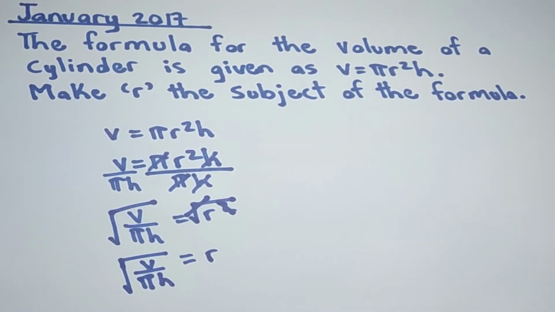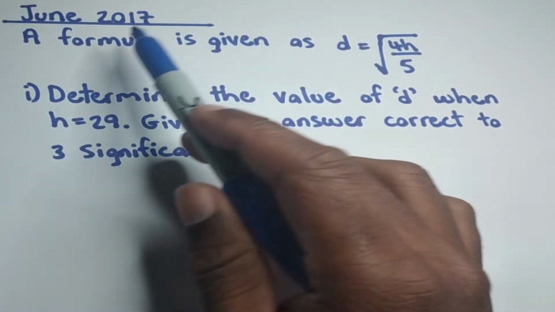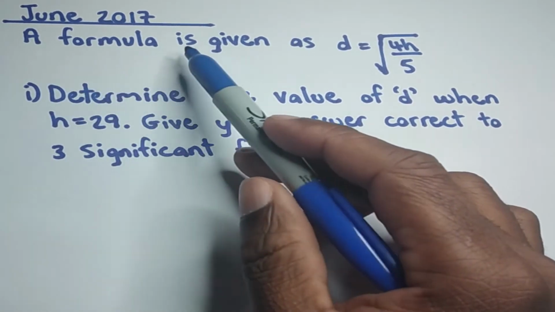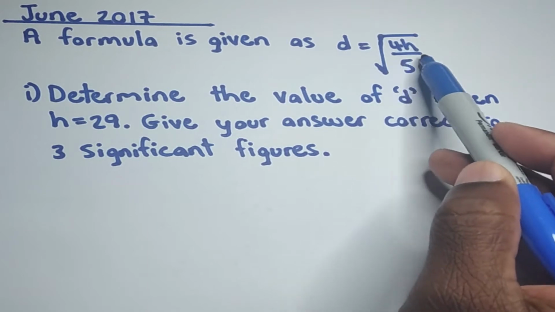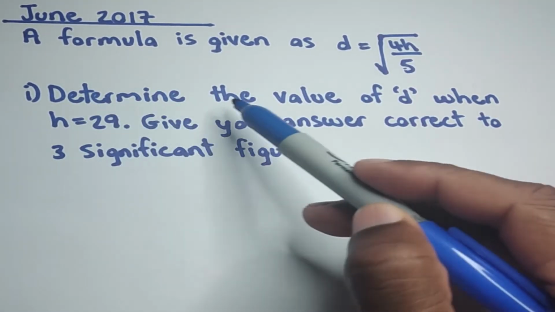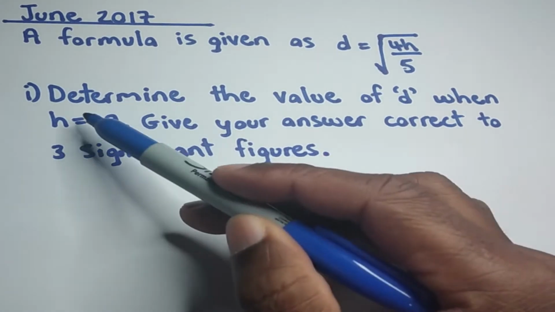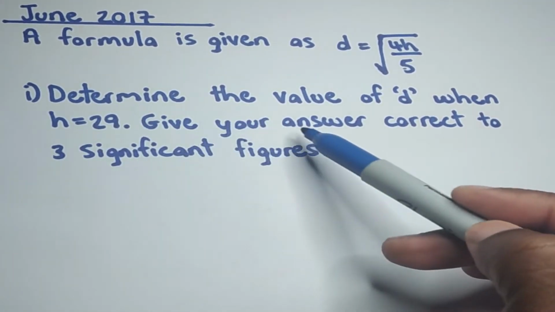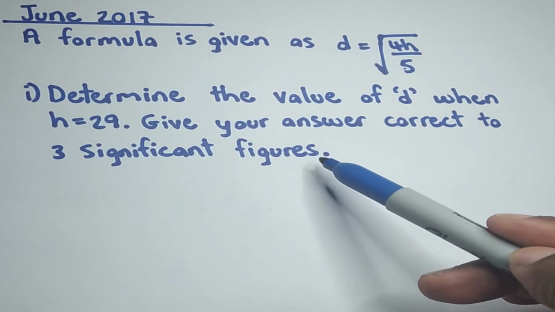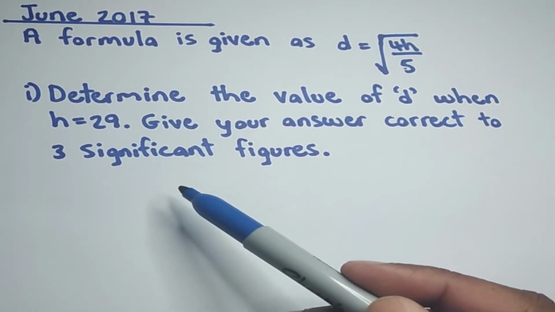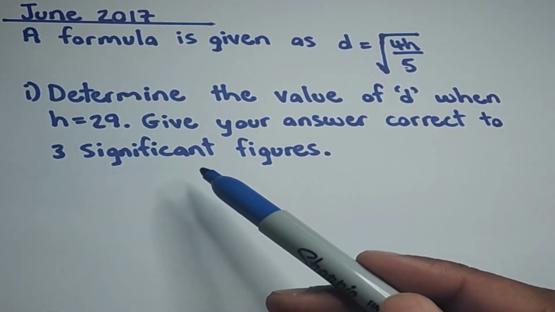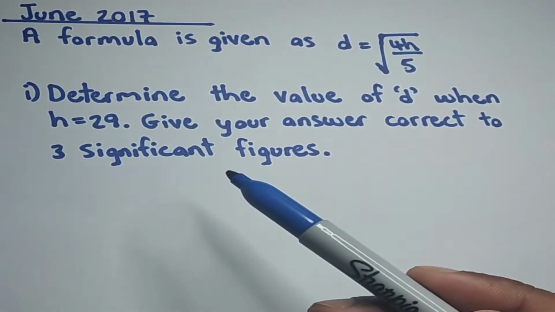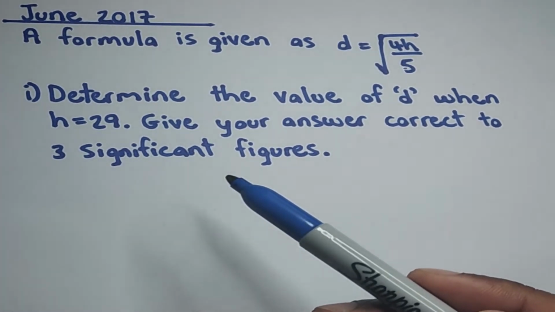Now let us look at the June 2017 paper. So this was given on the June 2017 paper. A formula is given as d is equal to the square root of 4h over 5, and they ask us to determine the value of d when h is equal to 29. Give your answer correct to 3 significant figures, so we have to bear that in mind. And as you can see, this is just part 1 of the question. There's a part 2 to this question that we'll look at as soon as we complete part 1.